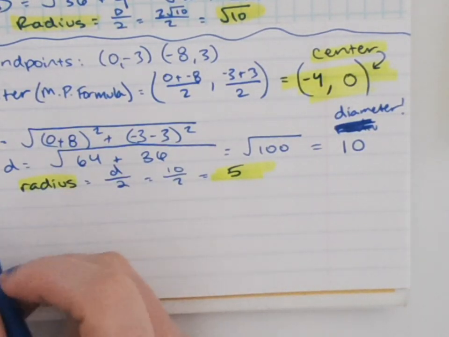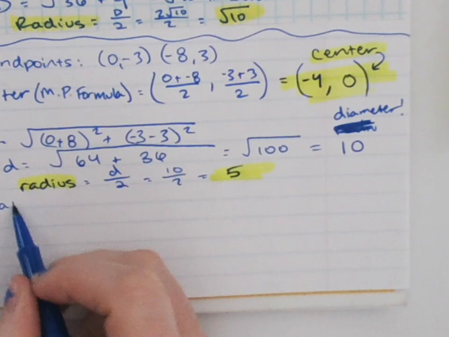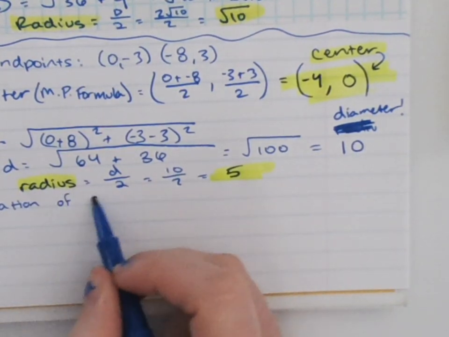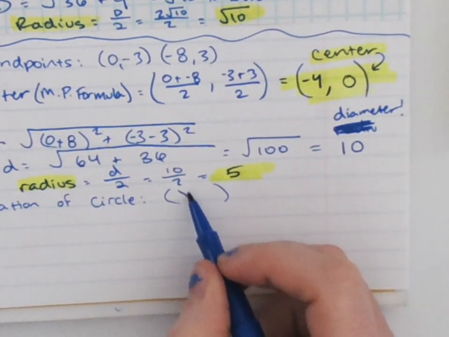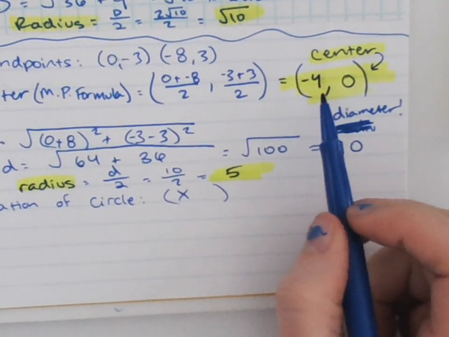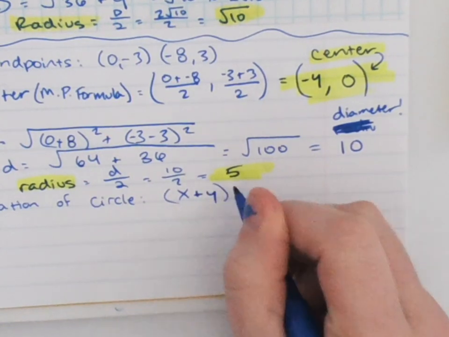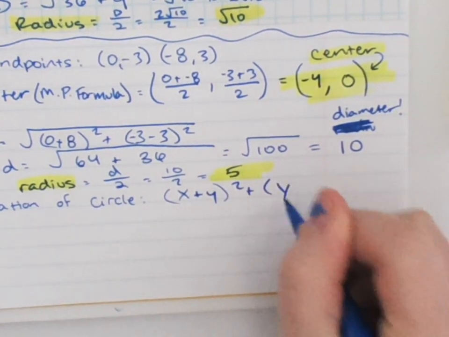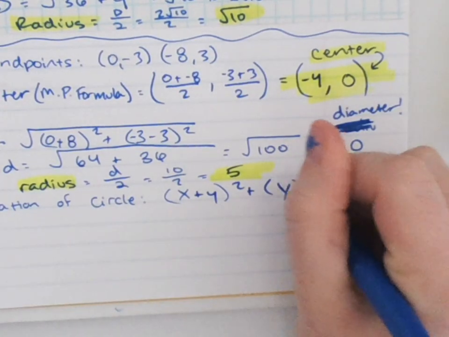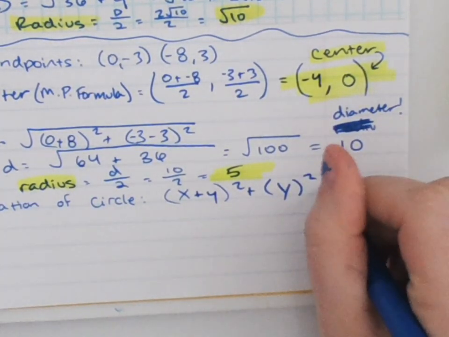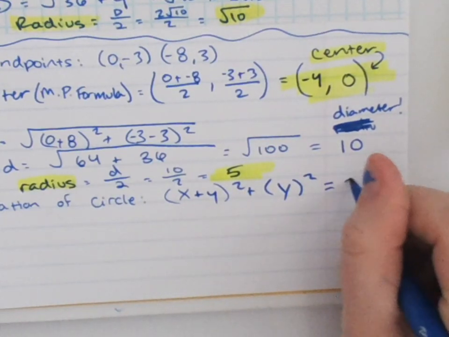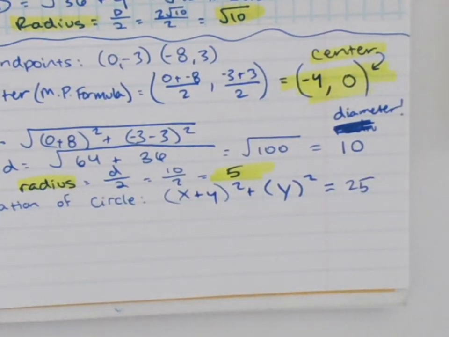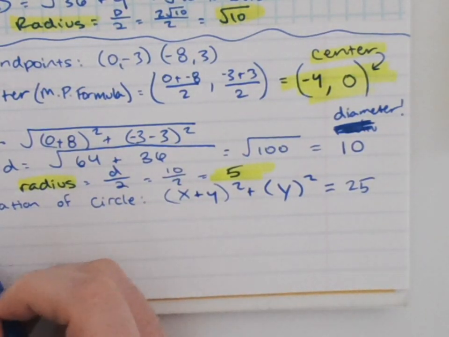So let's write our equation. We're going to do x take away h, so that's going to be plus 4. And we're going to add y take away 0, which is just y squared. And that is equal to our radius squared. 5 squared is 25. And I'm done.